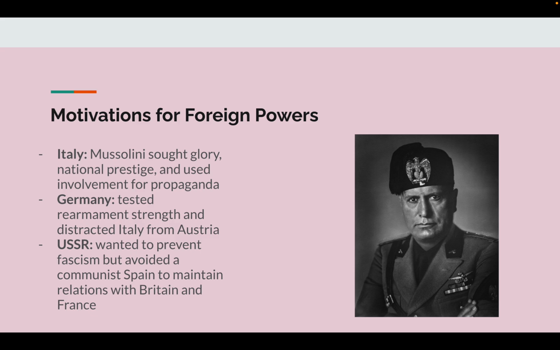Motivations for foreign powers. Italy: Mussolini saw glory and national prestige, and used involvement for propaganda. Germany tested its rearmament strength and distracted Italy from Austria. The USSR wanted to prevent fascism, but avoided a communist Spain to maintain relations with Britain and France.